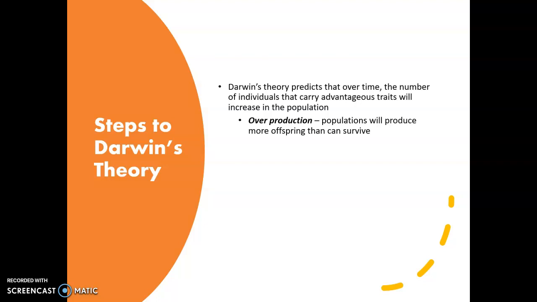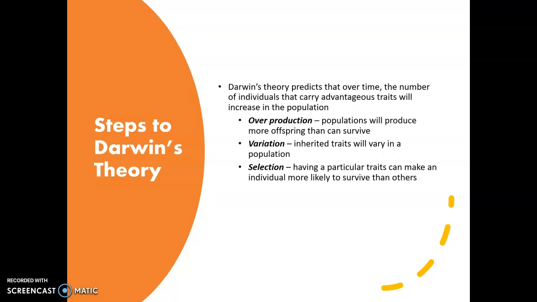So let's talk about these steps. These are going to be some definitions. We have overpopulation. That is basically populations will produce more offspring than can survive. We have variation. So we have inherited traits that vary in a population. We have selection, which we've already talked about a little bit, having a particular trait that can make an individual more likely to survive than others. And then, of course, we have adaptation. So over time, those traits that improve survival and reproduction will become more common within the population.